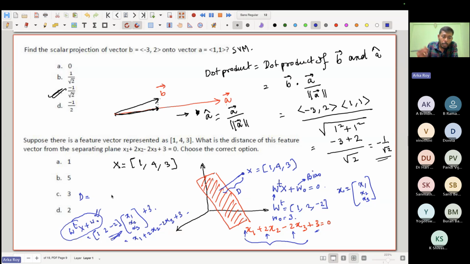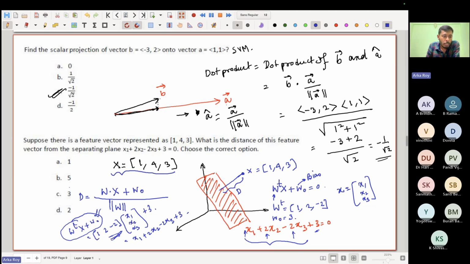So, as far as the perpendicular distance is concerned, how can we do it? We have to take the norm of W, or W transpose, whatever you take, because it is only a vector. Then you have to take the dot product of W with this particular point, that is what I am writing as X, plus your W naught.